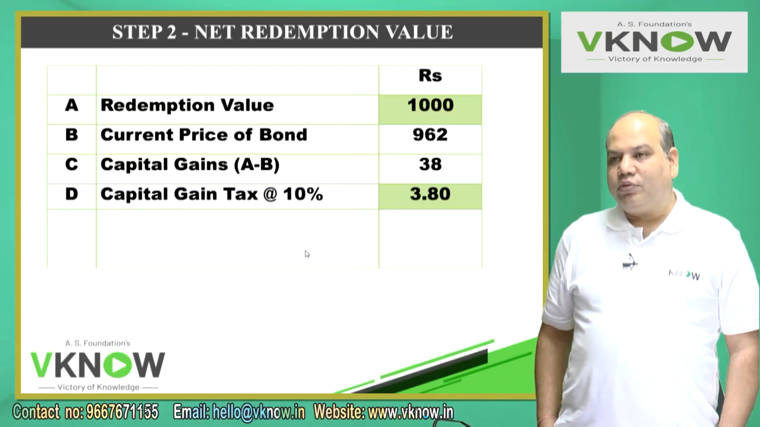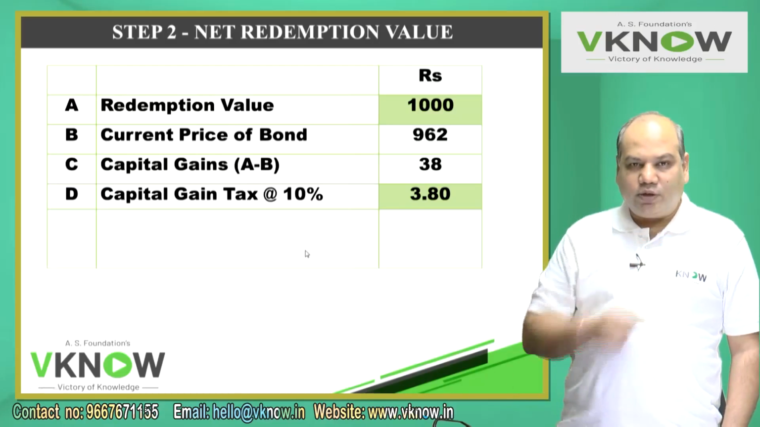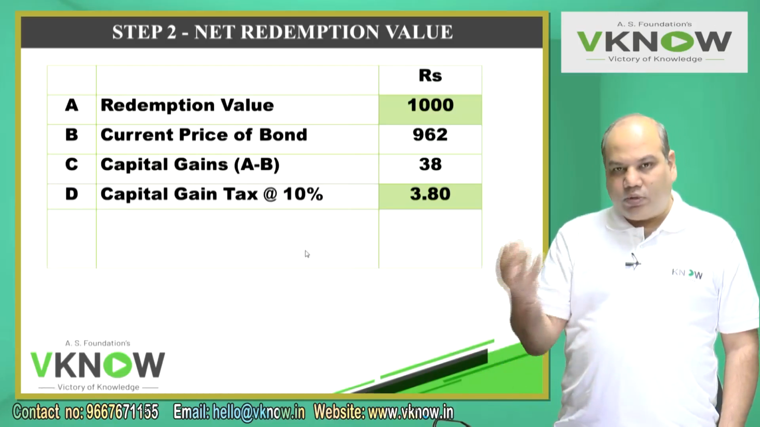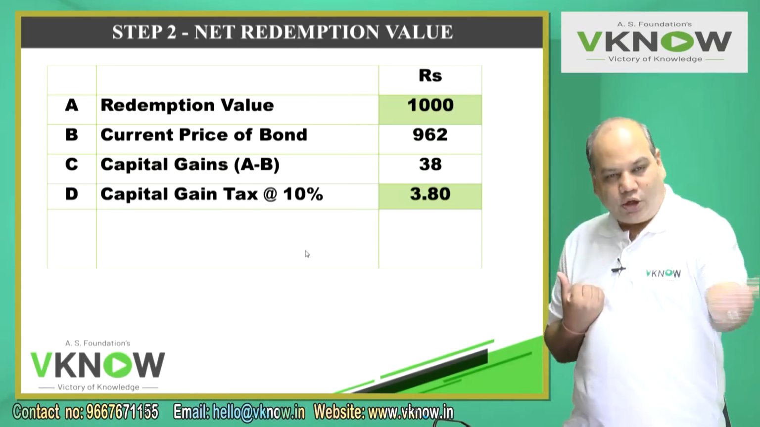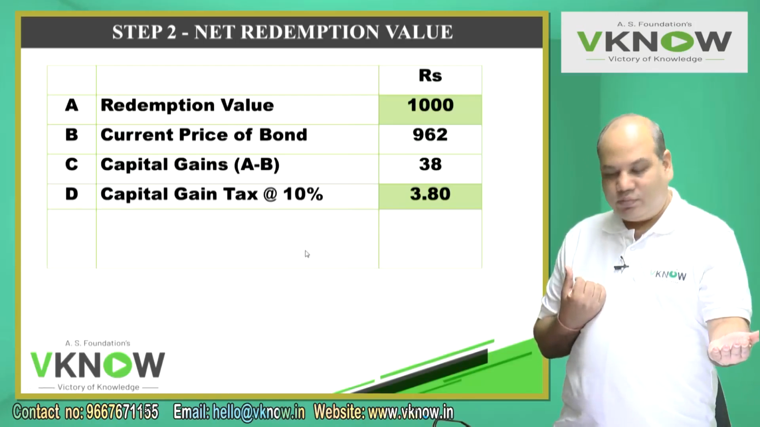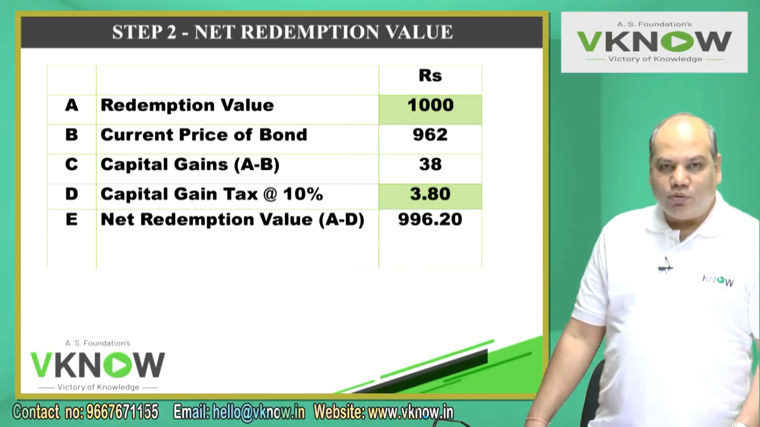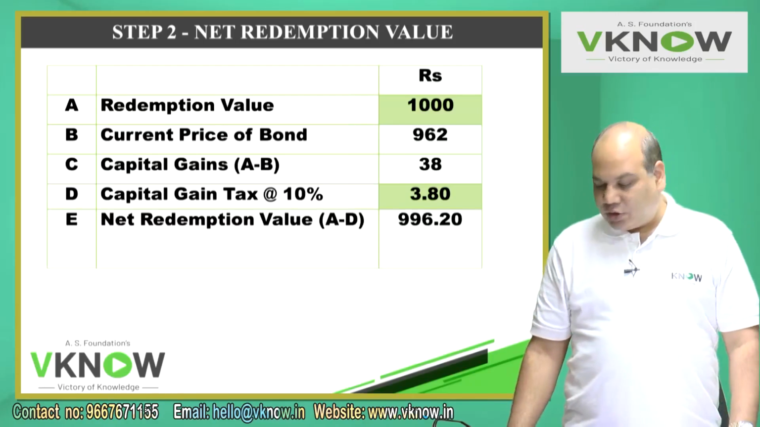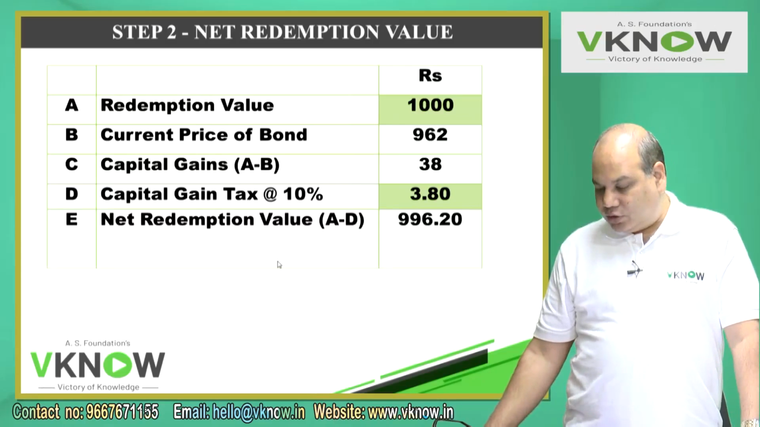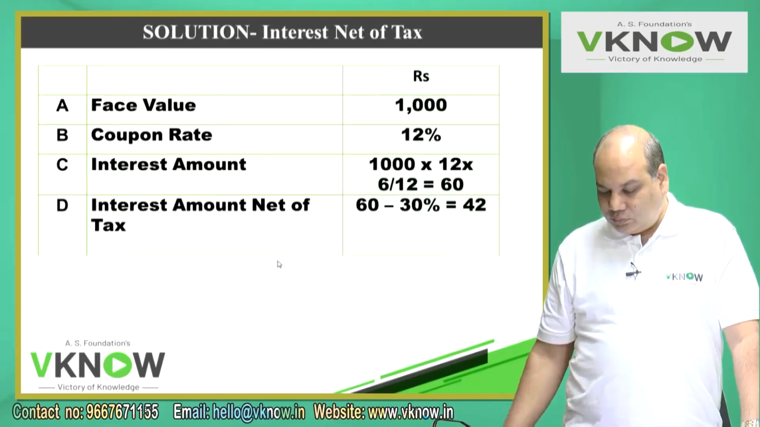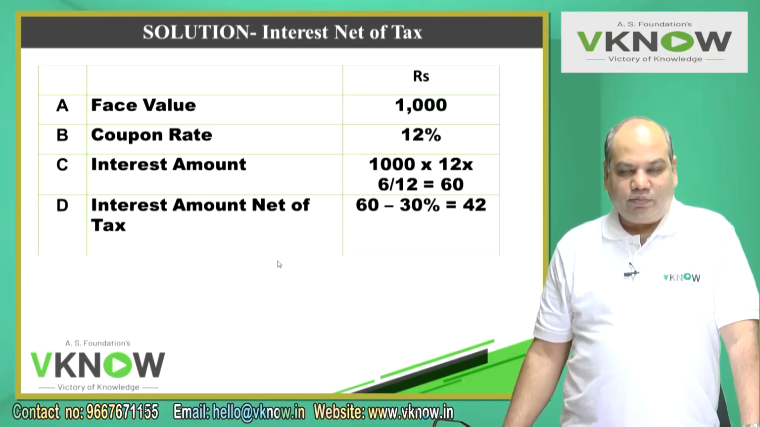Is it right? So now my question is, what is the net redemption value? How much will come to your pocket? You will get 1000 rupees, and this time reverse, you will pay 3.80 taxation. So your net inflow or net redemption value will be A minus D, and that is 996.20.